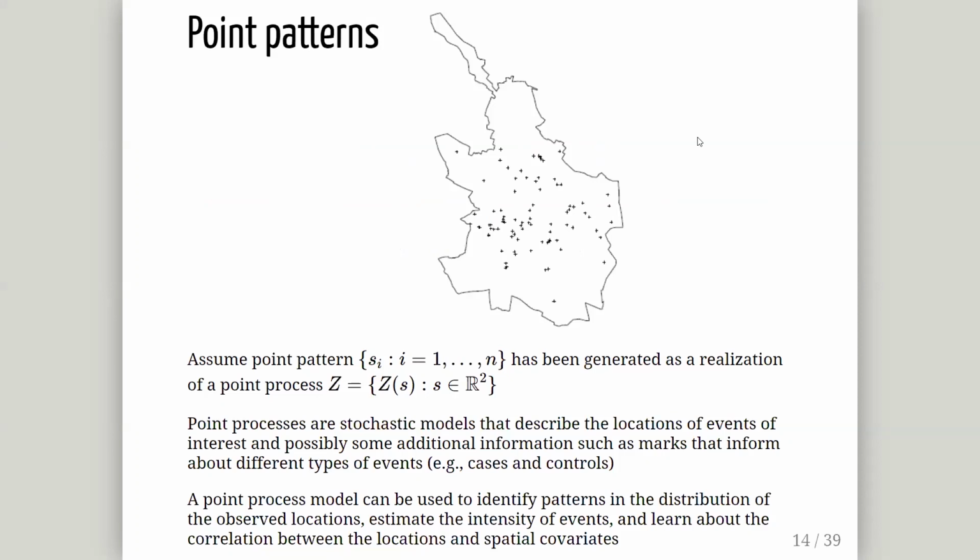And in point patterns, we assume that the point pattern has been generated as a realization of a point process, and we are interested in identifying patterns in the distribution of the observed locations, estimate the intensity of events, or learn about the correlation between the locations and spatial covariates.